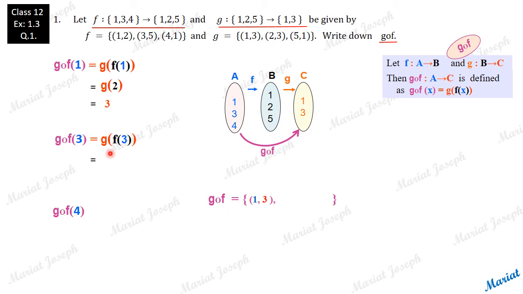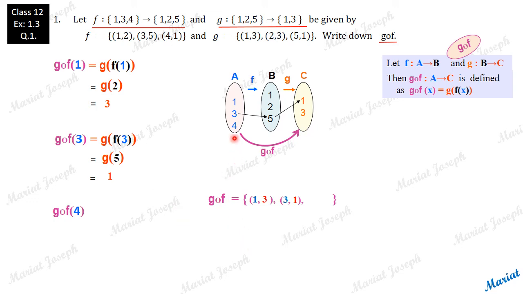Next, we need to get GOF of the next number 3, which is G of f of 3. Let's see what f of 3 is. f of 3 is 5, from this roster form. The image of 3 is 5. So the step becomes G of 5. And what is G of 5? G says 5 has the image 1. So the image is 1 here. So GOF of 3 is 1. So (3, 1) is the next pair we can put in this roster form of GOF.